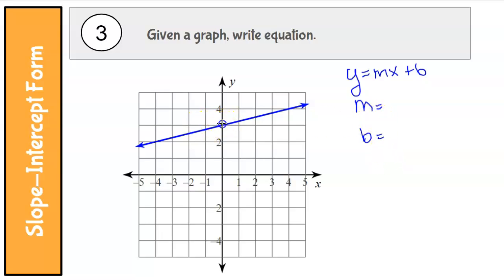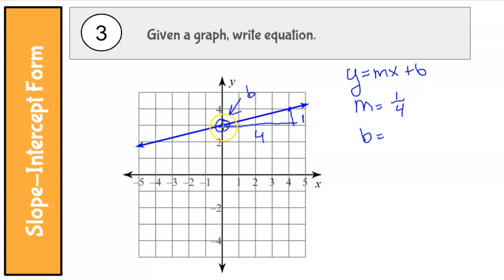So you know how to find the slope. You pick 2 points on the graph or on the line, and you do your run: 1, 2, 3, 4. Over your rise, 1. You check that it is a positive slope, so your slope is 1/4. Rise over run. b is your y-intercept. That's where it crosses the y-axis.